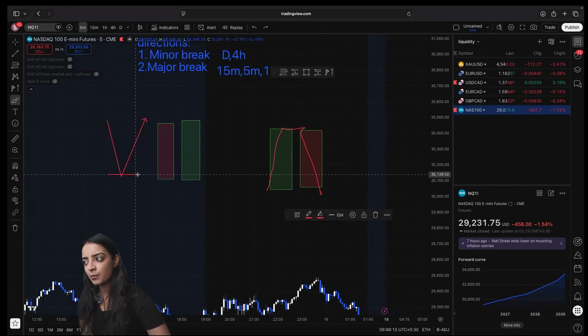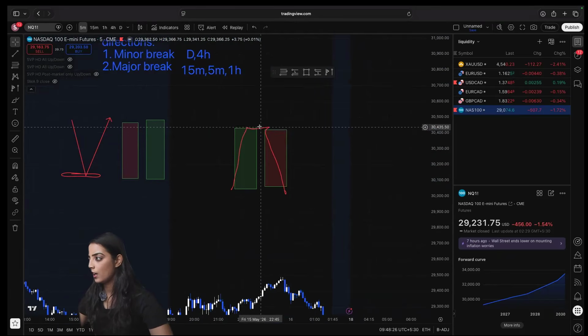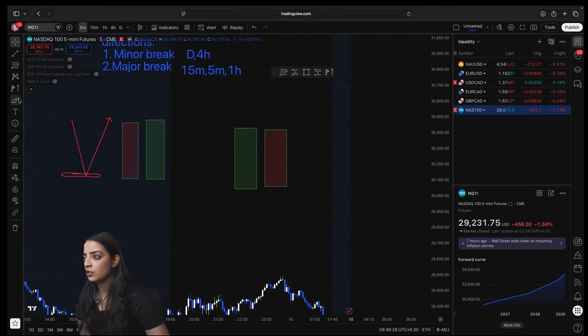So can I call this area support? Is everyone with me here? Can this be support? Yes. Okay. Yes, Soumya. Similarly, now I am going to the other variation.